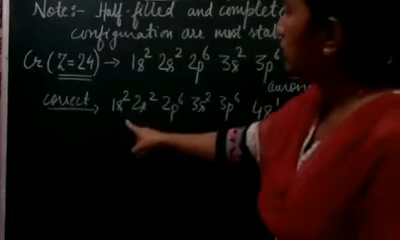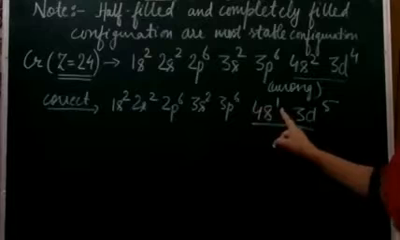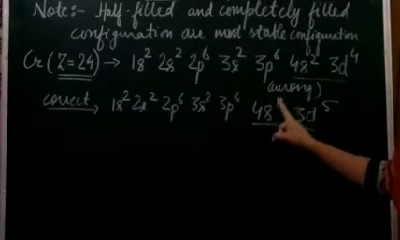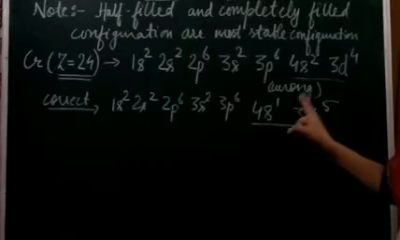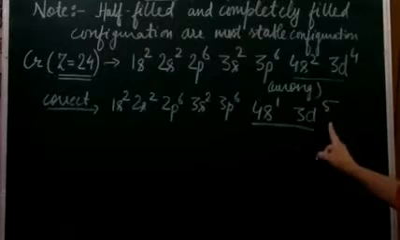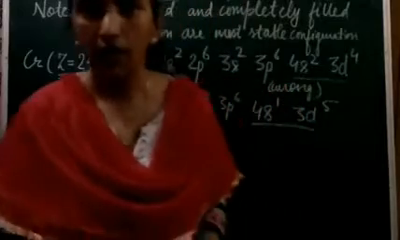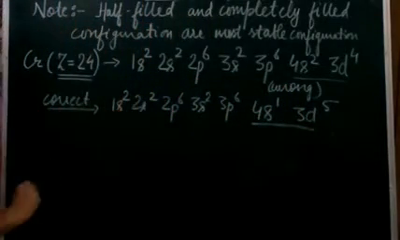So it is 1s2, 2s2, 2p6, 3s2, 3p6, 4s1, 3d5. Just by getting 1 electron to jump from the 4s subshell to 3d, it is getting the half-filled configuration, which is the stable configuration, and s is again getting the half-filled configuration here. So this is the correct configuration for chromium.